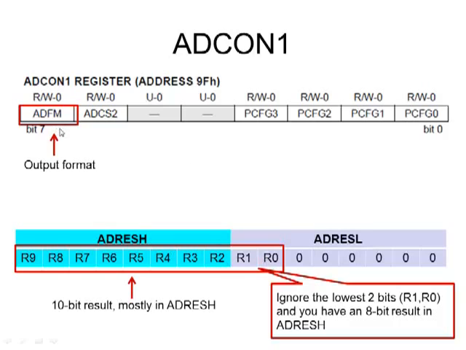Okay, this bit right here, ADFM, when it's a 0, that means that the converted result is going to be left justified. What that means is most of our result is going to be in AD res high, and then the last 2 bits are going to be up here in AD res low. Now, we can actually just ignore these 2 bits and pretend that this is an 8-bit analog to digital converter and just use the AD res high result. That's what we'll be doing in our application, because we don't really need 10 bits.